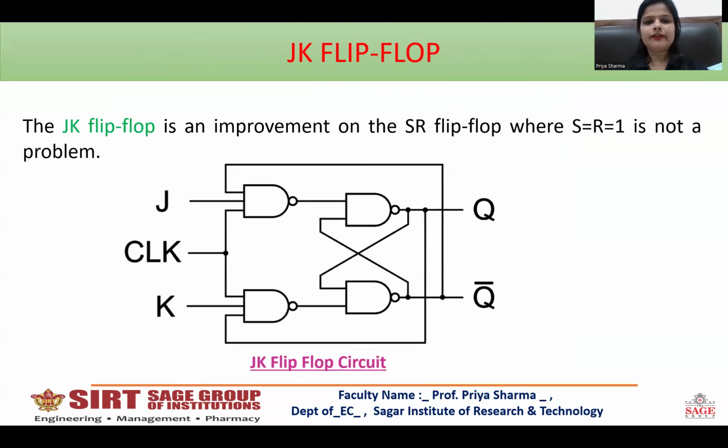Coming to the JK flip-flop, it is the improvement in the SR flip-flop. When S and R equal to 1, the condition arises which is invalid for the output. But in JK flip-flop, it has been solved by just putting some connections in the same SR flip-flop. The final output Q bar is connected to the J input, and the final output of the Q is connected to the K input. So the condition of S equal to R equal to 1 has been resolved using this.